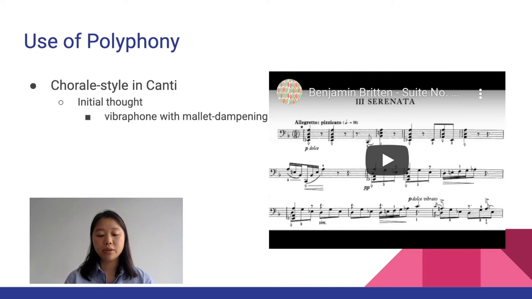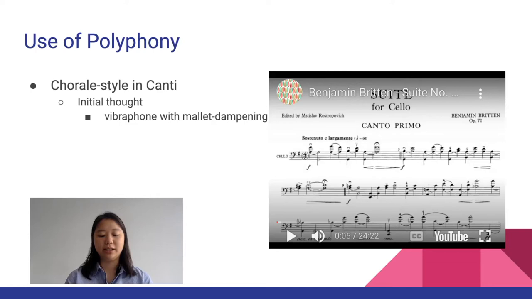Britten's use of multi-voiced writing in his cello suites intrigues me. The first thing that struck me was the chorale style of the cantos. Here is a score excerpt from Canto Primo. You can see that Britten created the sustained atmosphere through the use of tied notes. Let's give it a listen.